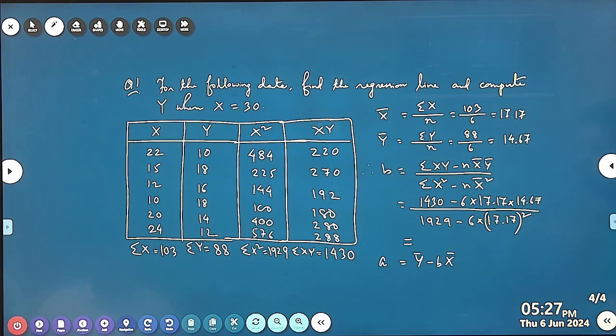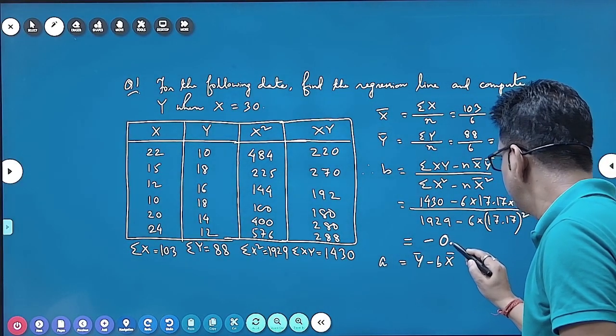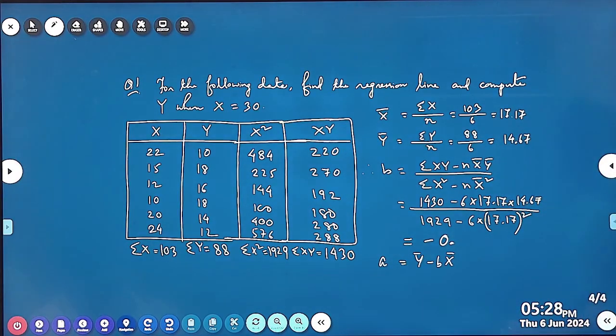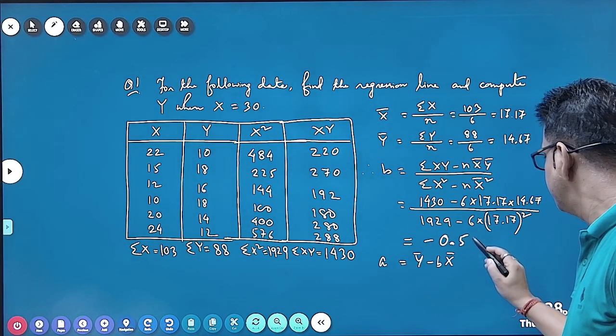All right. Okay. So also we need to find a. A is y bar minus b x bar. The answer can come in minus. Those who are online, are you doing it? Is it okay? Say how much you got? Minus 0 point? Minus 0.5?